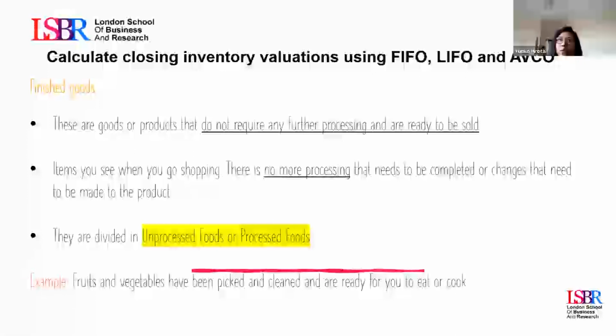Because obviously a bottle of juice or a box of juice implies a process in which the company that created this juice took the fruit and then transformed it into juice, put it in a bottle or in a box, and then the company sold this product to a supermarket, and now the supermarket is offering this product that is ready to be consumed or to be sold. So these are the two differences in finished goods.